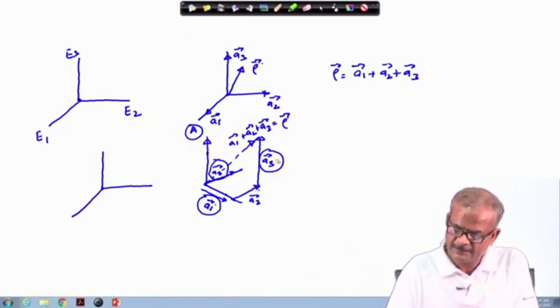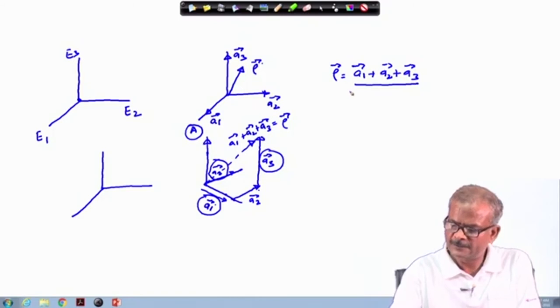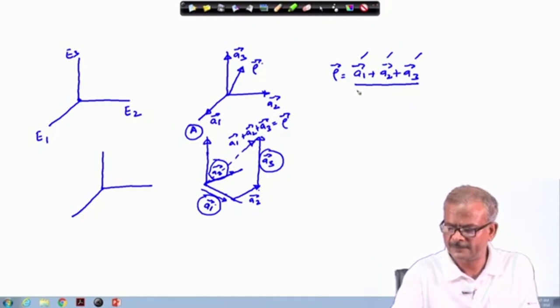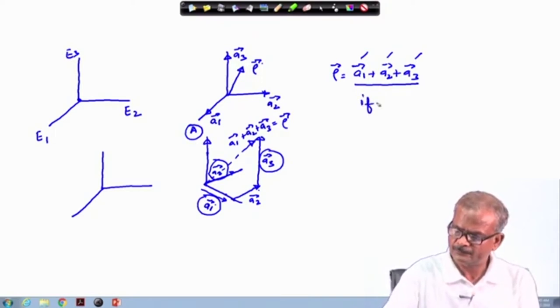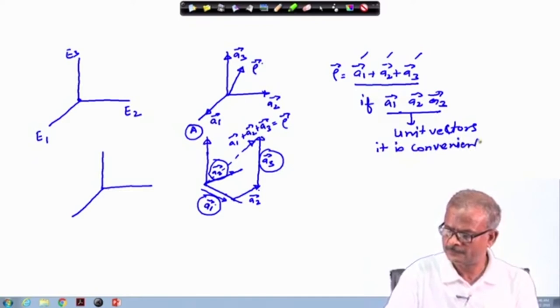Okay. So, we can describe it in terms of A 1, A 2, A 3, but it is always convenient to work in terms of the unit vectors. Here A 1, A 2, A 3 are not unit vectors, but if we define A 1, A 2, A 3 to be unit vectors, it is convenient to work with.